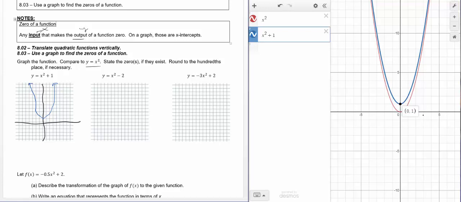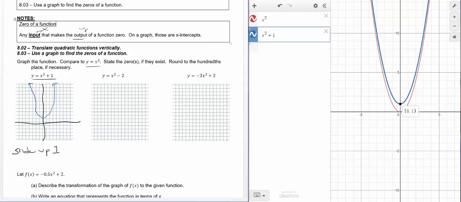But one thing I noticed about this again is that I can write down some comparisons between these two. It definitely looks to me like my new function here is the old function, but slid up by 1, or vertically translated up by 1.